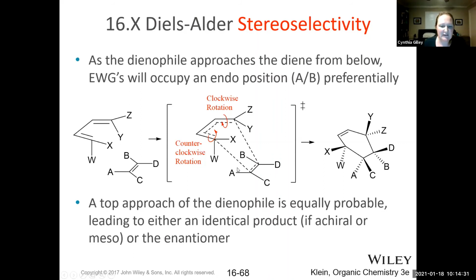What about the dienophile? Right? How is that rotating? Well, first of all, we need to understand where's the electron withdrawing group.